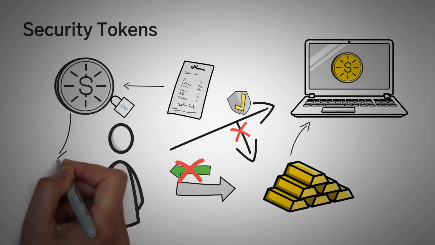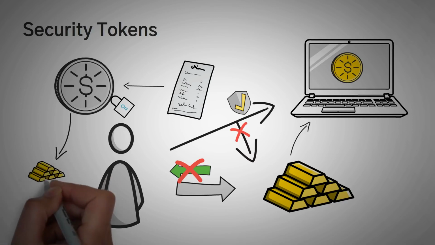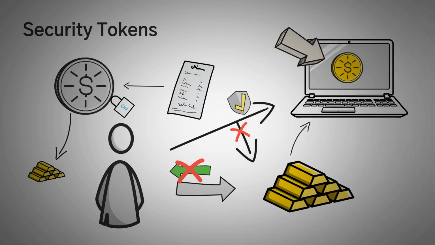Now, the tricky part here is that there should be a real asset behind it. For example, I could create a gold token, ask you to invest in it, and not have any gold.